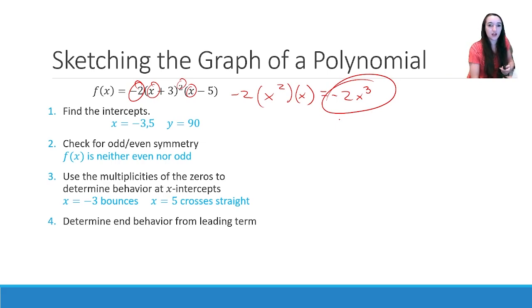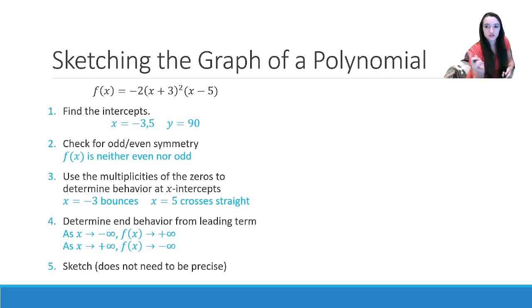And so that tells me I have a negative coefficient and an odd degree. So as x goes towards negative infinity, f of x, or y, goes towards positive infinity. So as x goes to the left, y goes up. Then as x goes to the right, or positive infinity, y goes down.